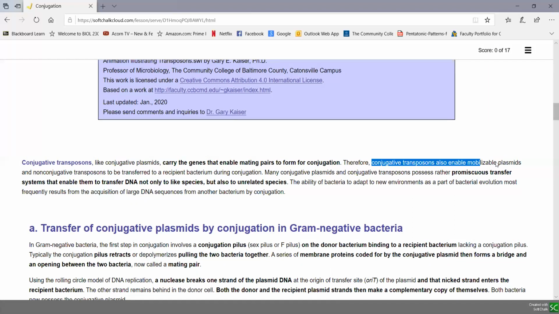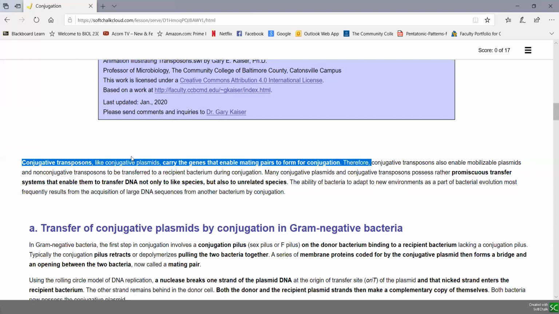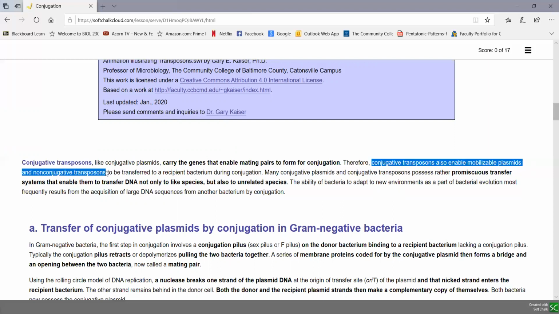Mobilizable plasmids could also be transmitted if one of the transposons is a conjugative transposon that codes for a mating pair. And of course, even non-conjugative transposons can be transferred as long as one of them codes for a mating pair. So both conjugative plasmids and conjugative transposons allow for mating pairs to form, and that can allow for plasmids or transposons or both to be transmitted from one bacterium to another during conjugation.